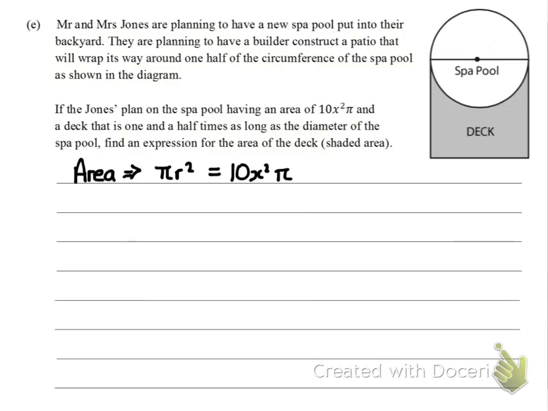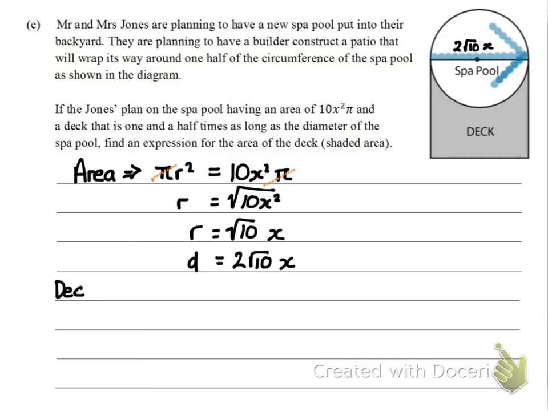Here we've got the area of a circle is pi r squared, and we're told that the area of the pool is 10 x squared pi. Dividing both sides by pi, you get r squared equals 10 x squared. So square root that, and when you do the square root of x squared, it gives you x. So here's a radius, double it for the diameter, and then you have the length of the spa pool.